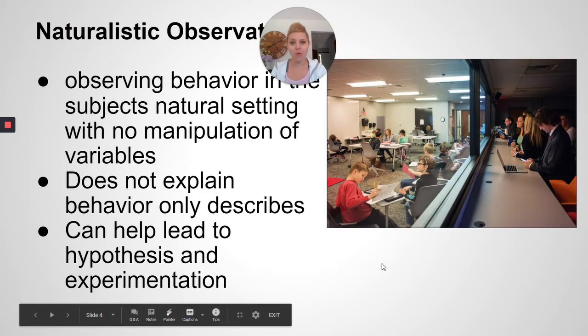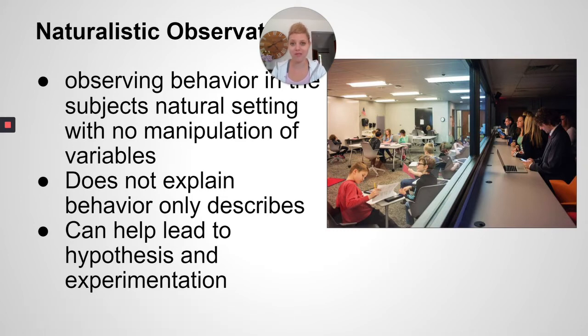So first of all, one of the most commonly used types of research methods that we have in psychology is something known as naturalistic observation, which is, as you can imagine, observing an organism, in this case a human being, in their natural habitat. But there's a couple of key features to identify about naturalistic observation.